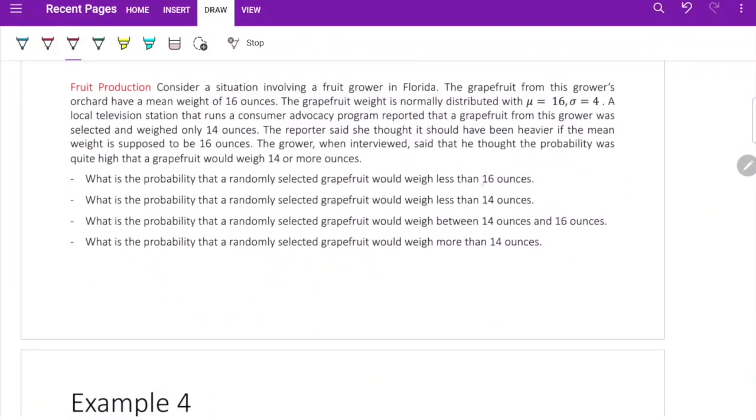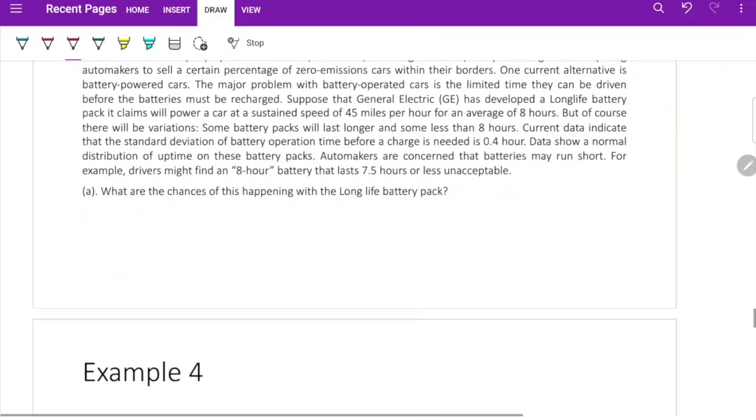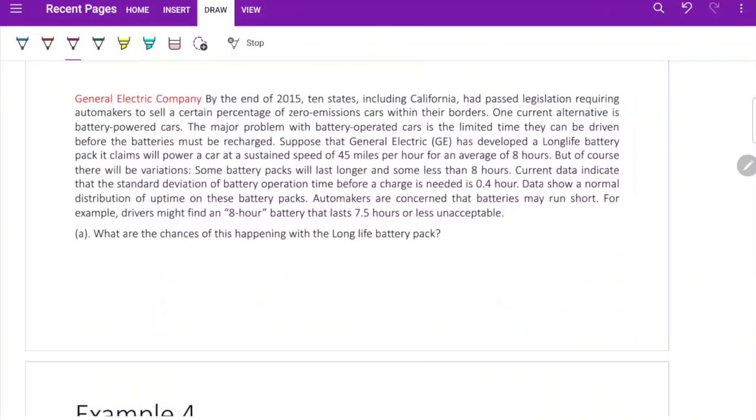This is a similar example. We have less than, between two values, and more than. We have the standard deviation and the mean. We did something similar in the past. This is the same thing. We're looking for the probability that x is less than 7.5. We have to look at the normally distributed data. Where's the mean? The average is 8 hours and the standard deviation is 0.4, right? So you can read and do the question again.